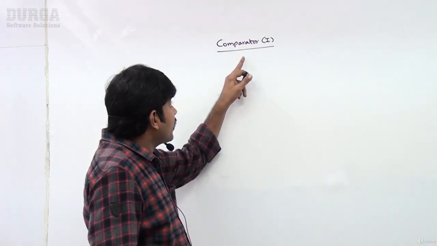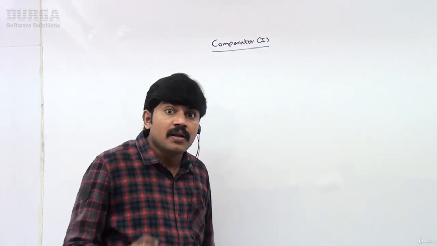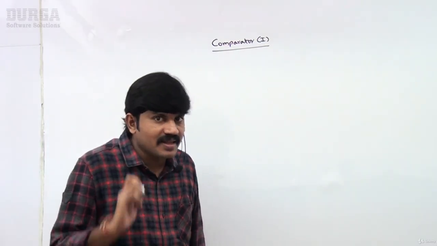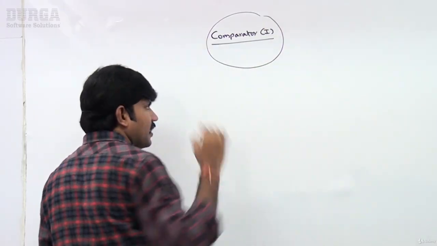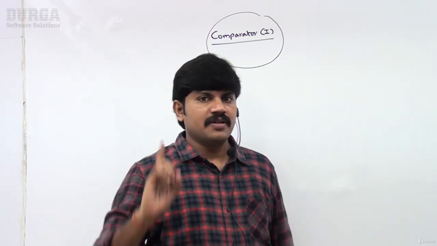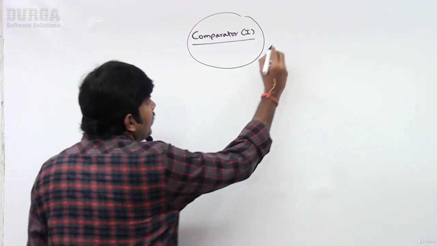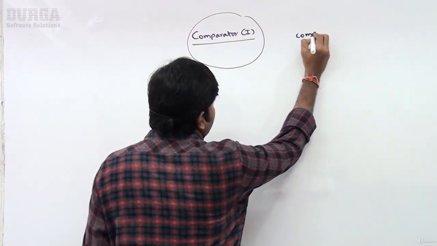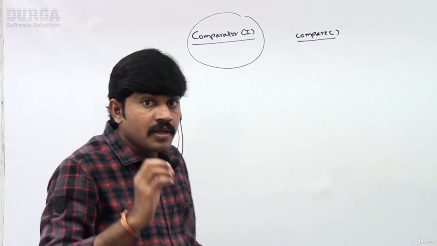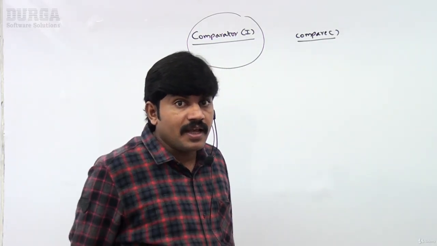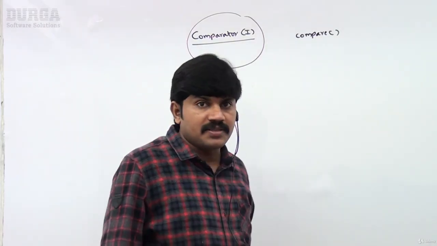Wherever Comparator is there, happily our hand should go for the lambda expressions concept, because the Comparator interface contains only one abstract method. What is that abstract method? The compare method. The Comparator interface contains only one abstract method, and that method is compare.